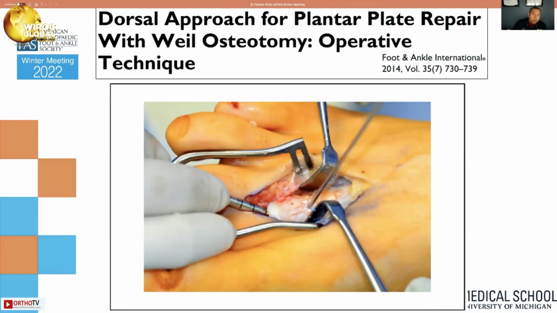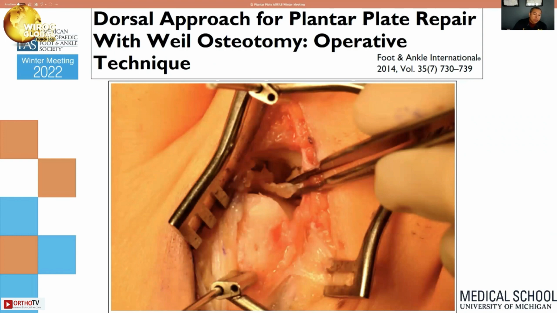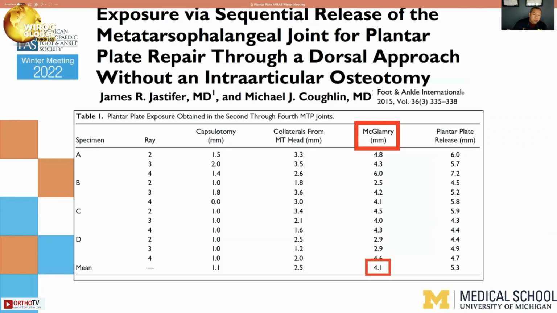After the elevator is placed, next a Weil osteotomy is performed, so a saw cut of the metatarsal bone, and then the metatarsal head is actually pushed proximally and pinned into place to gain access to the plantar plate. The joint's distracted, and here's your typical view of the plantar plate. And the next step is to cut the plantar plate off of the proximal phalanx, and that will give you additional room to work in there.